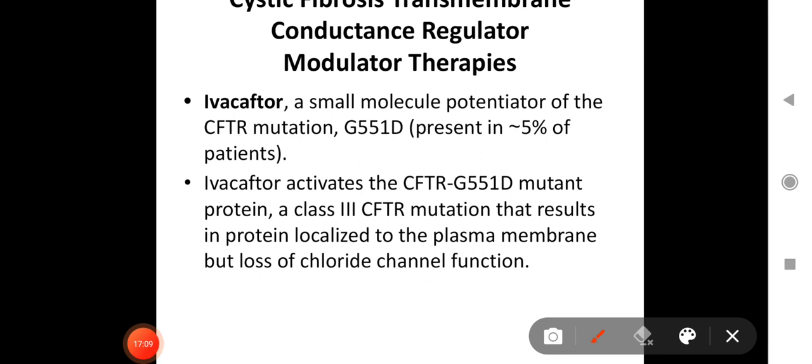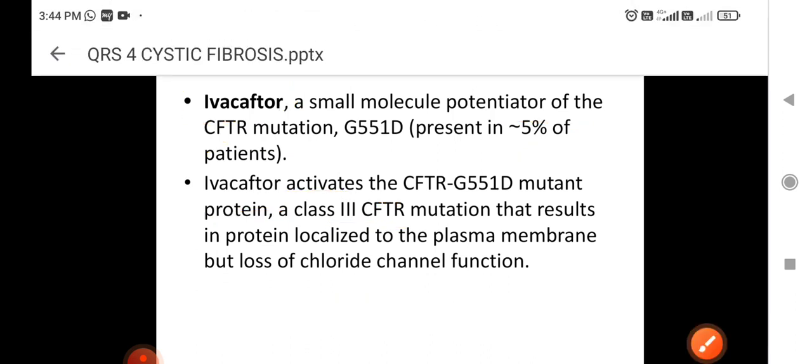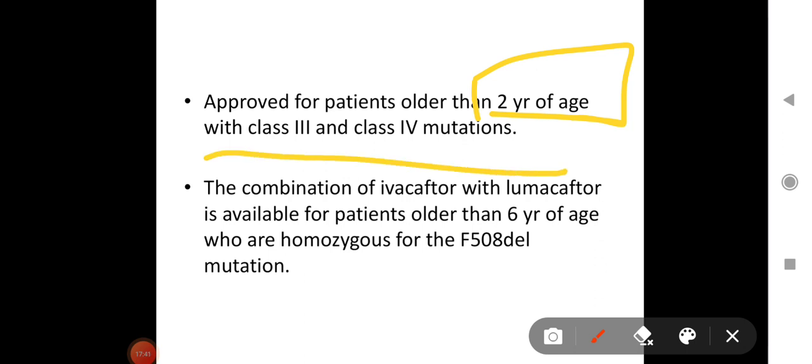Ivacaftor, a cystic fibrosis transmembrane conductance regulator modulator therapy. So Ivacaftor is the name, a very important name, a small molecule potentiator of CFTR mutation G551D present in 5% of the patients. Ivacaftor activates the CFTR G551D mutant protein, the class 3 CFTR mutation that results in protein localized to the plasma membrane but loss of chloride channel function. So Ivacaftor is the CFTR modulator drug, and it's approved for patients older than 2 years of age. These all are MCQ questions, just keep in mind with class 3 and class 4 mutations.